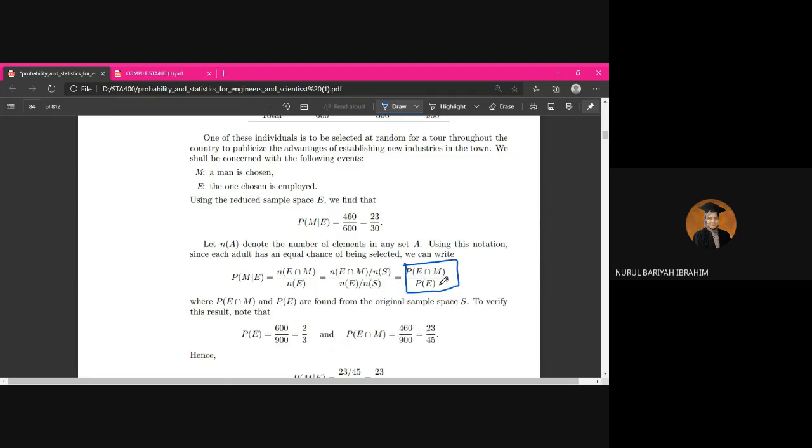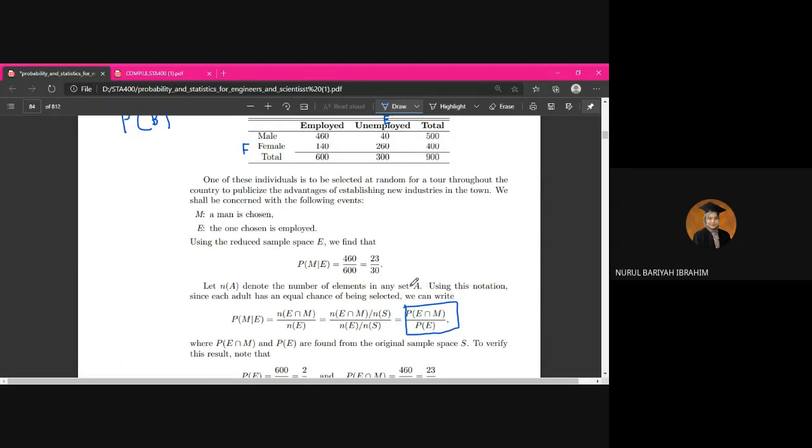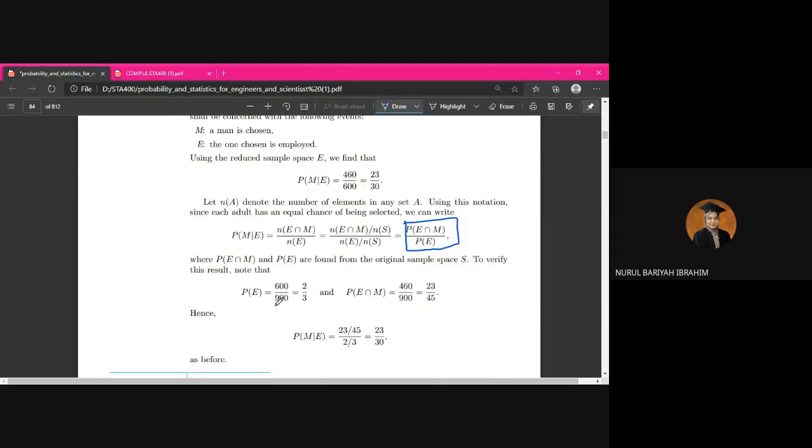And then we need the probability of E, the probability of an employed adult. So we need to total up all the employed, which is 600. 600 is the number of employed adults. Since we want the probability, we divide by the total sample space, 900 total population. So the probability of E is 600 over 900. So the probability that a man is chosen given that he is employed, P(M|E), is 23 over 30.